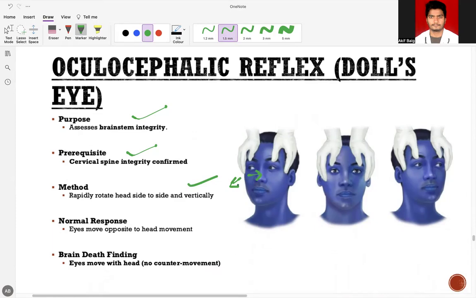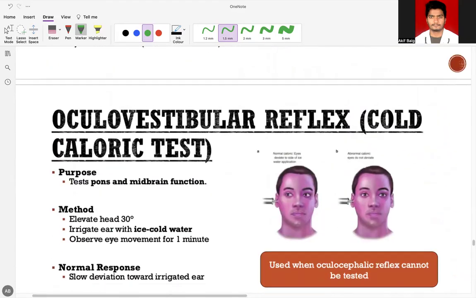You can try on yourself or on some of your colleagues. If the head is moved suddenly to the left side, the eyes will move in the opposite direction, which is a normal phenomenon. In a brainstem dead patient, this will not be there, as you can see in this patient, because when the head is moved here, the eyes also go in the same direction. It is called a positive doll's eye phenomenon. If the head was rotated to the left, the eyes also go to the left side. So the brain death finding is that eyes move with the head. There is no counter movement, whereas normally there should be counter movement of the eyes.